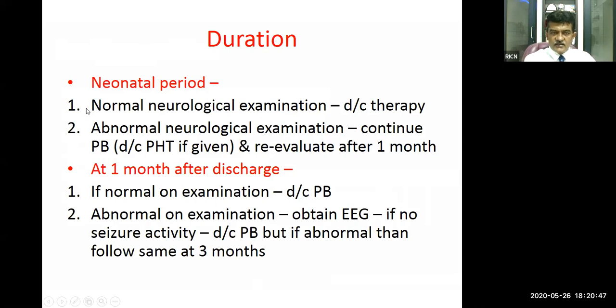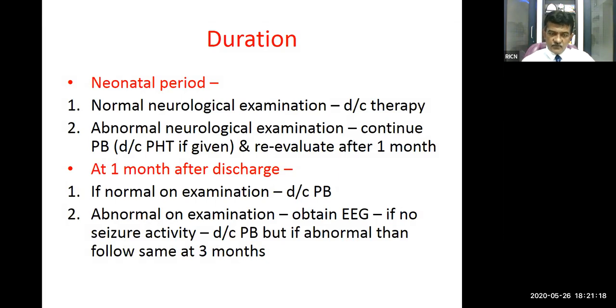So this is a common question: duration. How long do we use anti-epileptics in a patient with acute symptomatic seizures like HI, hypoglycemic brain injury? You just examine the child. If after controlling well, the child is doing well neurologically, on discharge you can discontinue the anti-epileptic. If the child is having some deficit, you need to continue. You need to review after 1 month. You need to go for clinical examination as well as EEG examination.